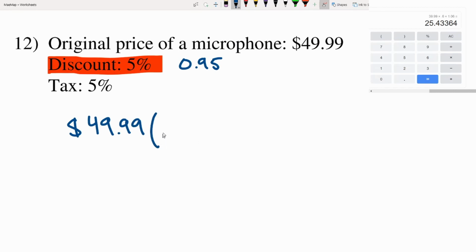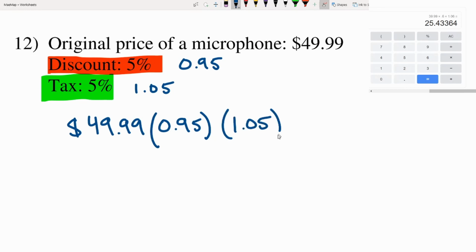So we're taking 95% of that original cost, and then after that, we're going to tax it by 5%. So that's going to be multiplied by 1.05. 1 plus 5%. 100% plus 5%. 1 plus 0.05. Multiplying all those numbers together, we'll get $49.87 after using that calculator.